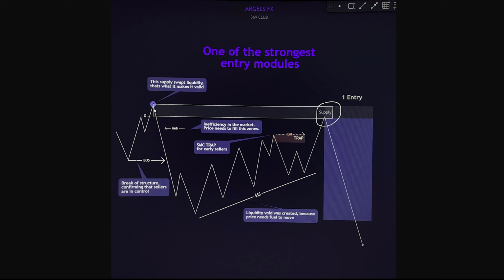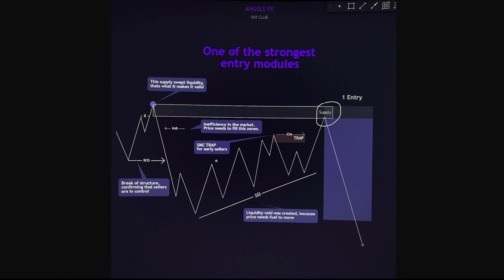This is supply that swept liquidity, and that's what makes it more valid. Also, this did not break any low, so this was just a smart money trap. After we formed this high, we printed a new low. We also swept liquidity, gave us a new low, and we had inefficiency in the market. When we have inefficiency, also known as imbalance, price needs to fill these zones.